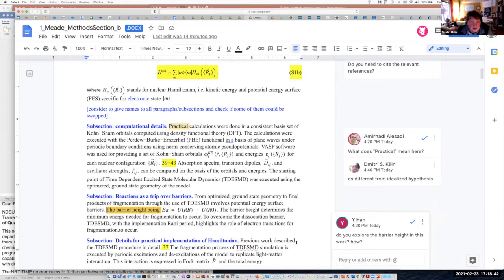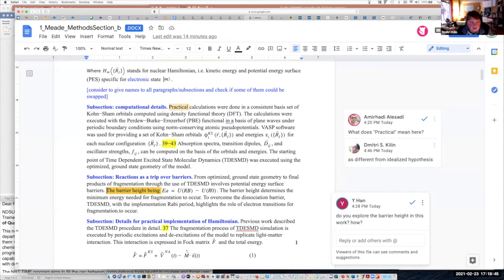Yun is asking if Mead is computing the height of barriers. Mead, can you tell if you're doing it, if you're planning to do it, or if it is just a general comment? Yeah, I was just trying to explain how fragmentation is occurring by overcoming this. Is there a specific thing that I should be addressing if I use this verbiage? I believe Ewan was trying to ask, if explicit values of barriers are not reported, why show the equation?